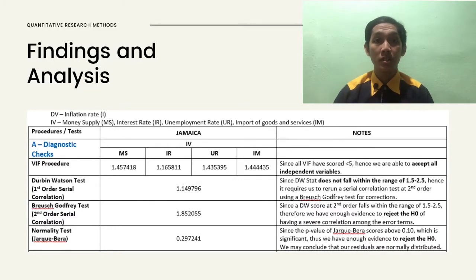Last but not least, for the diagnostic check, we have the normality test, or Jarque-Bera, 0.297241. Since the p-value of the Jarque-Bera score is above 0.1, which is significant, we have enough evidence to reject the H null. We may conclude that our residuals are normally distributed.